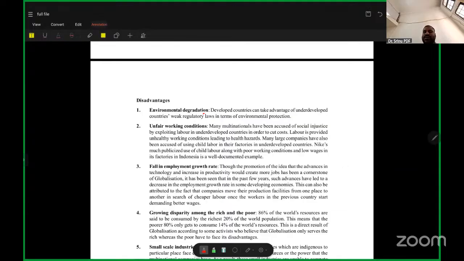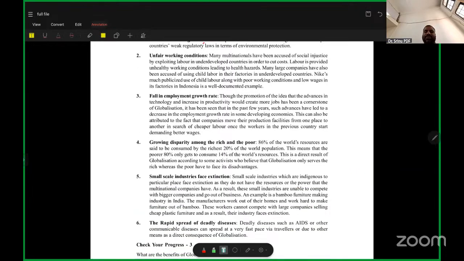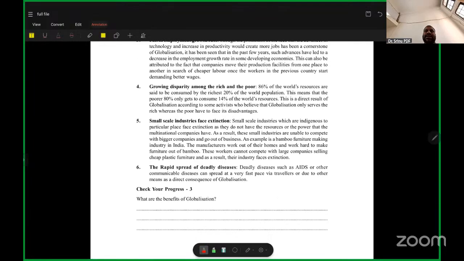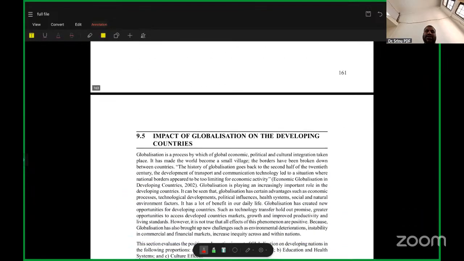Fall in the employment growth rate. Most of the work is restricted to a few people only, so that is the reason for the fall in employment growth. Growing disparity among the rich and poor: 86% of the world's resources are said to be consumed by 20% of the population only. The remaining 80% consume only 14% of the world's resources. Those who have money can utilize the entire resources. Small scale industries face extinction, and there is a rapid spread of diseases. These are the disadvantages.